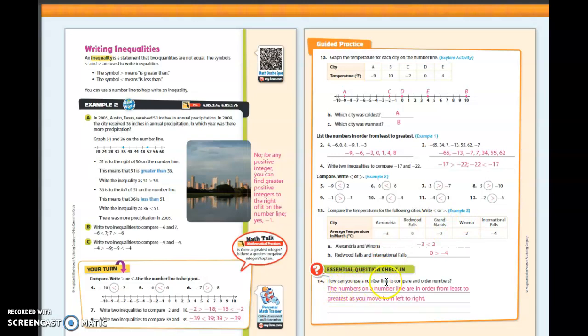Finally, how can you use a number line to compare and order numbers? Well, if we put the numbers on a number line in order from least to greatest, you can just move left and right. And that's how you can use a number line to compare and order numbers.